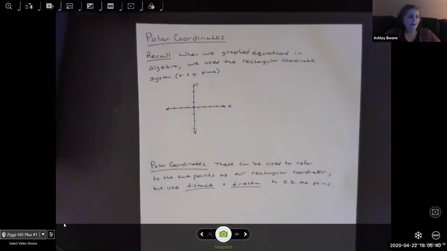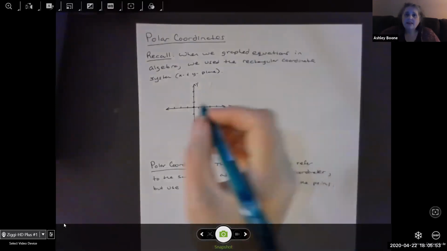Hello, everybody. We are going to start talking about something new today. We're going to talk about polar coordinates. Remember when we were graphing equations in algebra, we used the rectangular coordinate system, the XY plane.